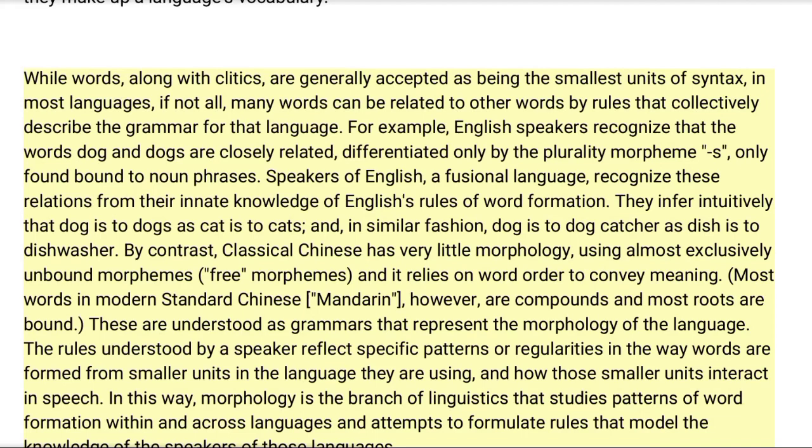The rules understood by a speaker reflect specific patterns or regularities in the way words are formed from smaller units in the language they are using, and how those smaller units interact in speech. In this way, morphology is the branch of linguistics that studies patterns of word formation within and across languages and attempts to formulate rules that model the knowledge of the speakers of those languages.